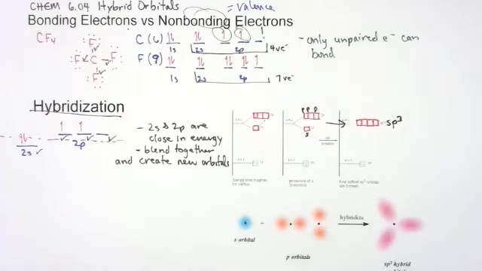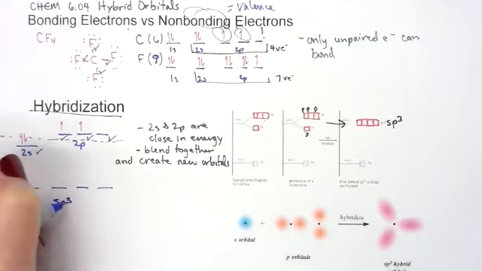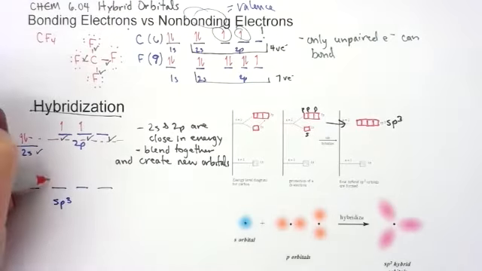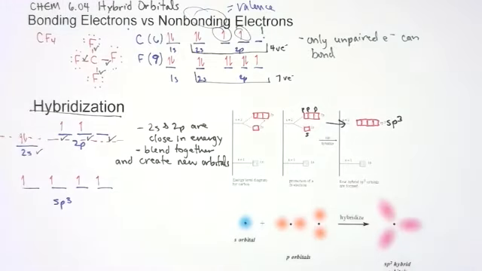So the sp3 orbital diagram would look like this. We would write sp3. And what happens is we fill these evenly. This is why carbon can form 4 bonds. According to its original s and p orbitals, that can't happen. But down here, when these combine, you get these sp3.